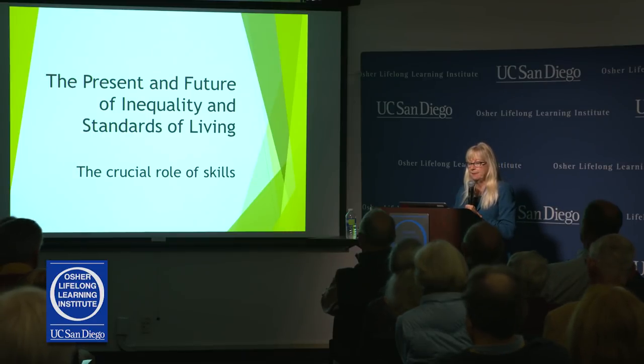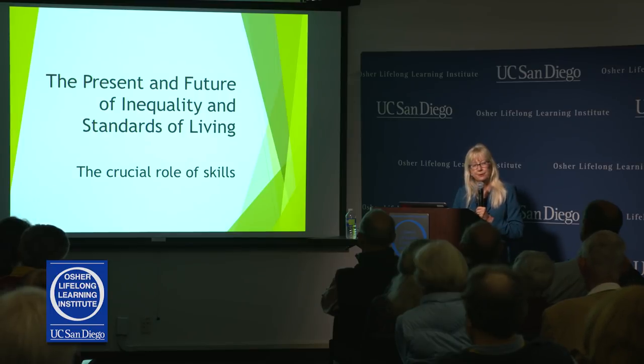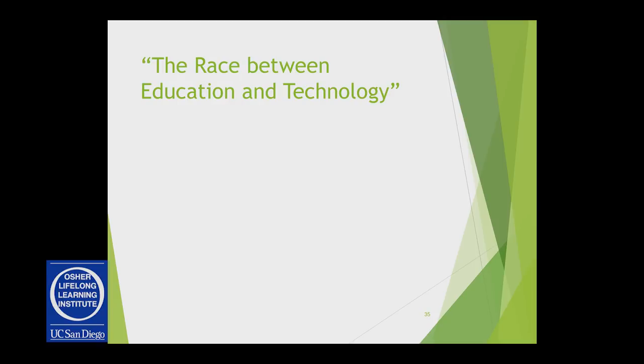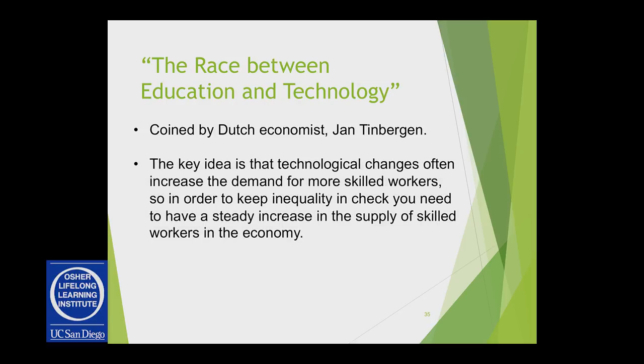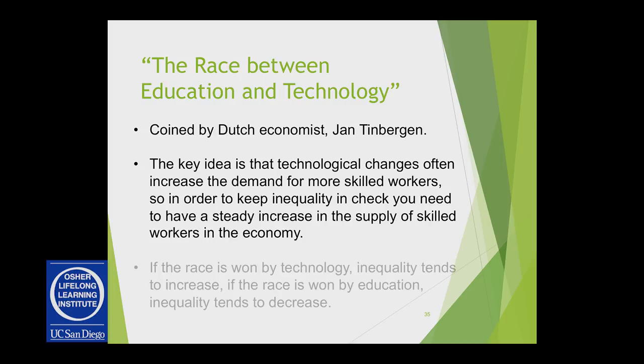All right, let me talk a little bit about these skills again. We're thinking about the present and future of inequality and standards of living. So there's something called the race between education and technology, and that's a phrase coined by Dutch economist Jan Tinbergen. And the idea is that technological changes often increase the demand for skilled workers. Not always, but many of them do increase the demand for skilled workers. So in order to keep inequality of income in check, you have to have a steady increase in the supply of skilled workers. Because if the demand growth starts outstripping the supply growth, then the wages of the skilled go up relative to the wages of the less skilled. If the race is won by technology, inequality tends to increase because demand is outstripping supply. But if the race is won by education, meaning supply is growing more quickly, then inequality tends to decrease.